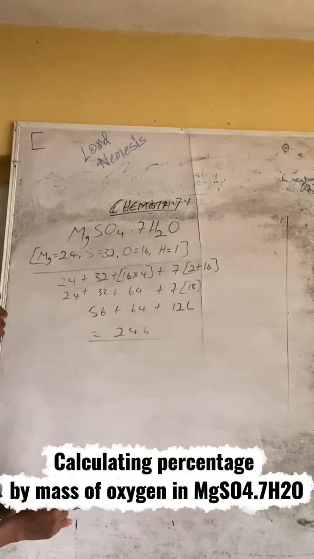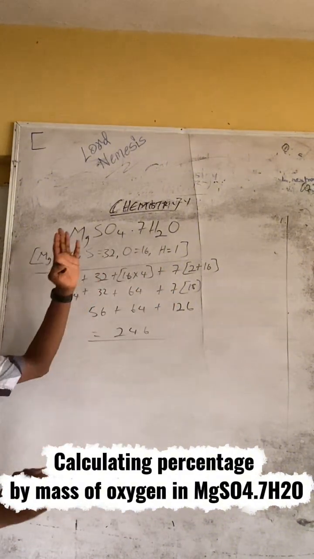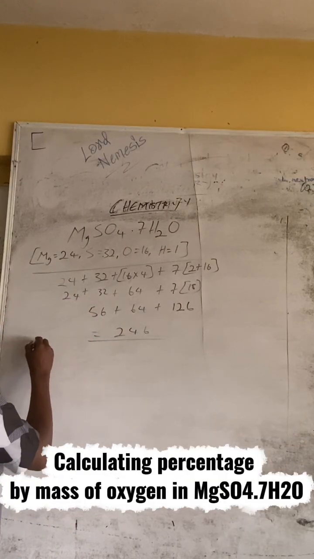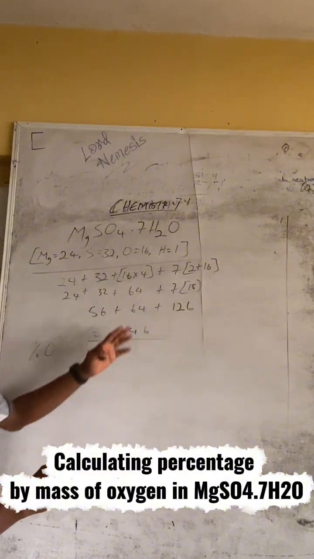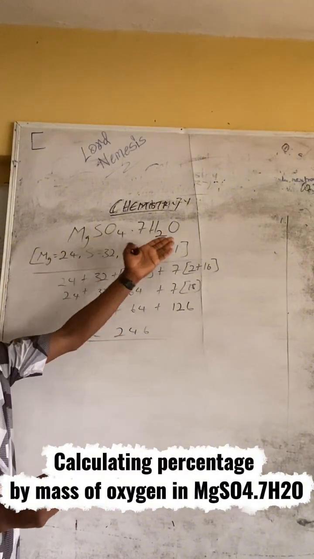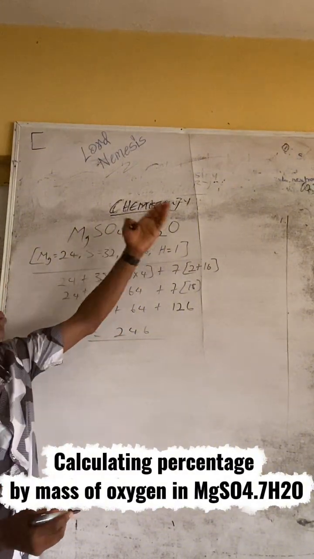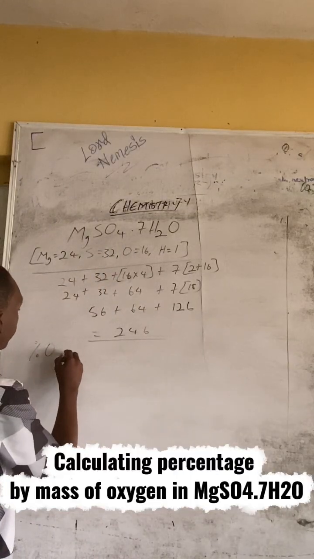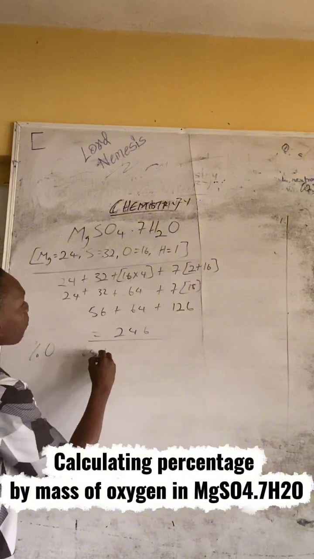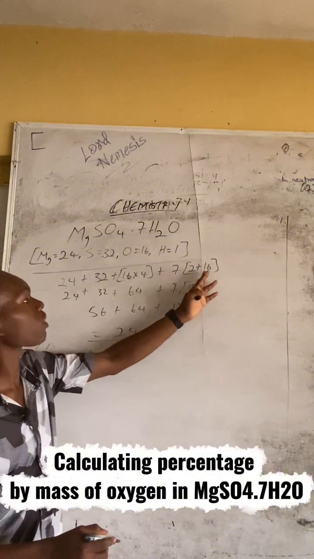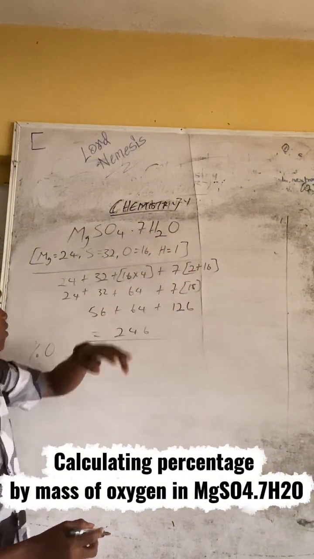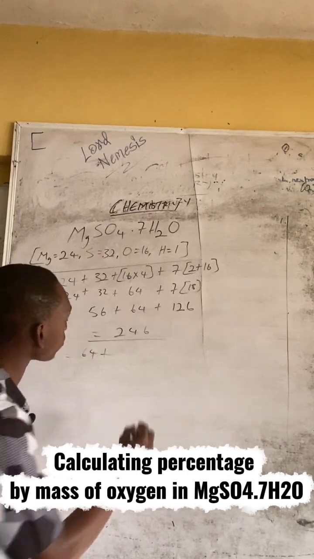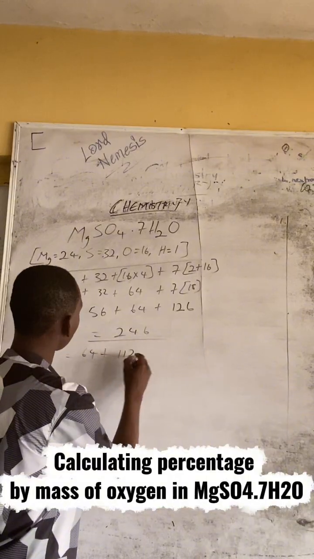But that's not our question. Our question is to calculate the mass of only oxygen here, the percentage by mass. Now, how do we do that? First of all, let's calculate the mass of oxygen. You can see oxygen appears twice here, in the salt and also in the water. In this particular salt, the mass of oxygen is 64, plus in the water, oxygen appears 7 times. So 7 times 16 gives us 112, right?